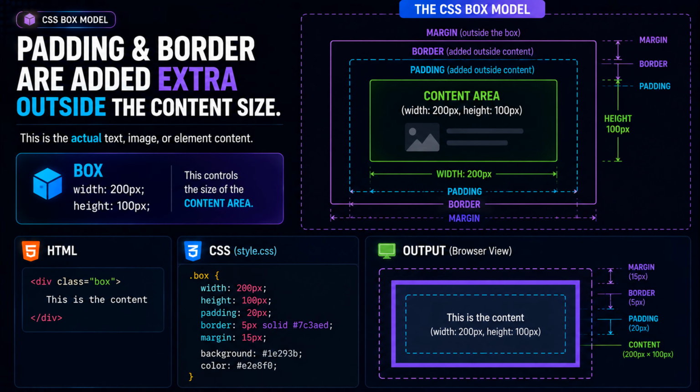Content area. This is the actual text, image, or element content. Box, width: 200 pixels, height: 100 pixels. This controls the size of the content area.